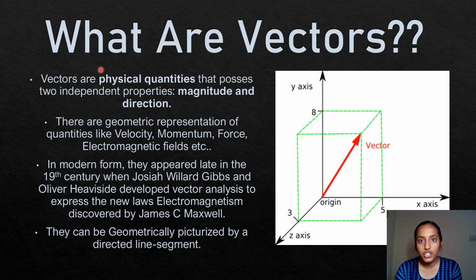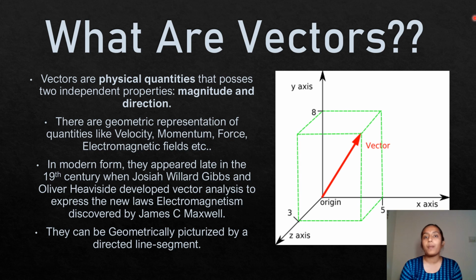We look into the definition of vectors before we discuss the image. Vectors are physical quantities that possess two independent properties, magnitude and direction. So the magnitude of a vector, as we spoke, is the numerical value of how much of a certain physical quantity is being applied, and direction is simply in which way the force is directed. Any physical quantity which has both these independent properties is considered a vector quantity. They are geometric representations of quantities like velocity, momentum, force and electromagnetic fields. All these are examples of vectors.